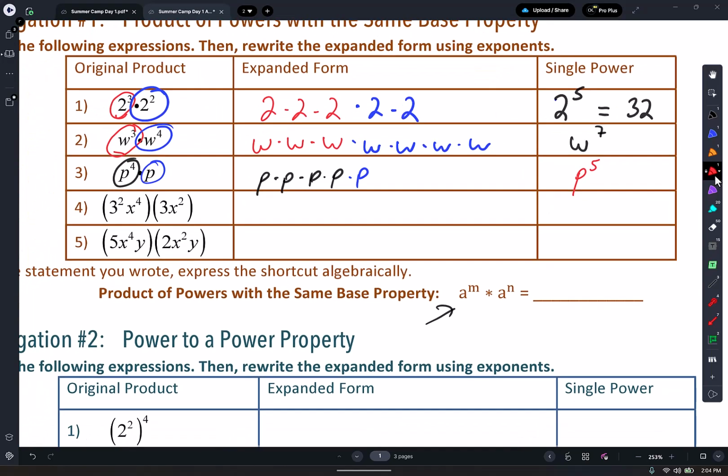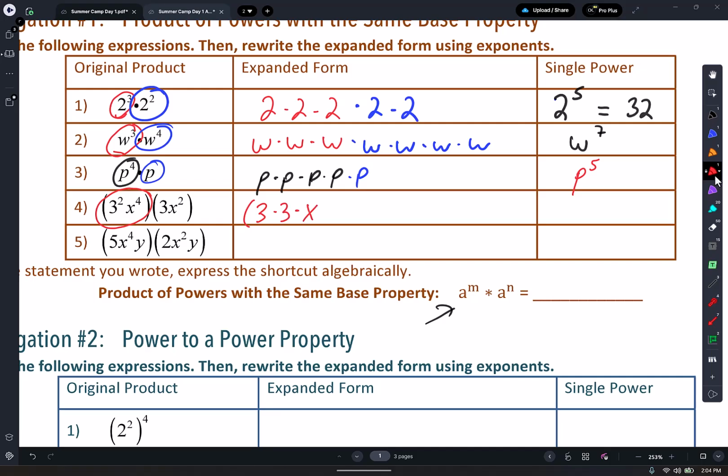See? Look at this one. Oh, child, this one has parentheses. Relax. So here it is. This is my red parenthesis. That says 3 squared, 3 times 3. That one has x to the 4th. So I'm going to write 4 x's, 1, 2, 3, 4 as a product. Make sure you put a little dot, or you don't have to put a dot, as long as you don't put a plus or a minus, because then that changes everything, right? So there it is. That one's in red.